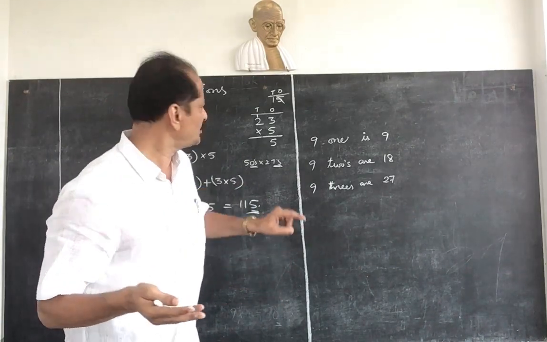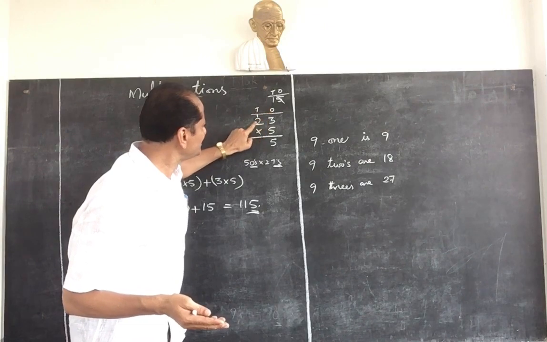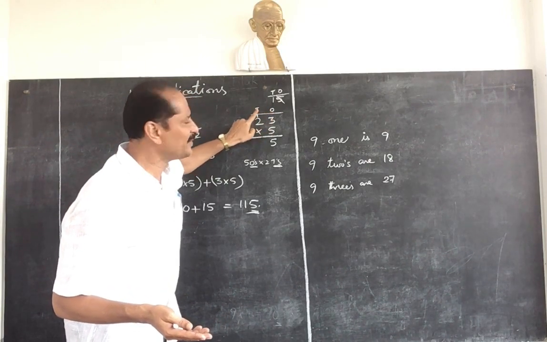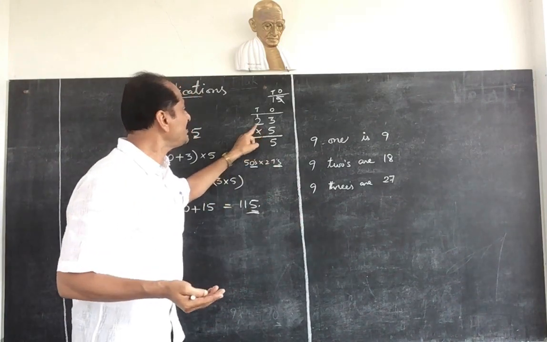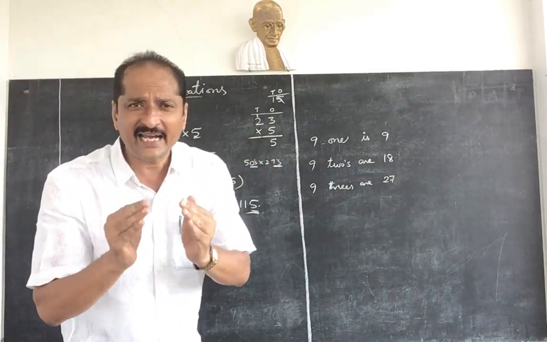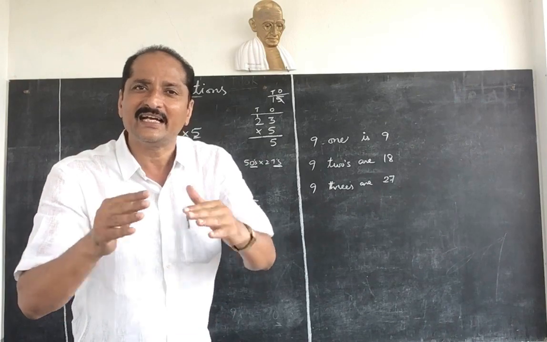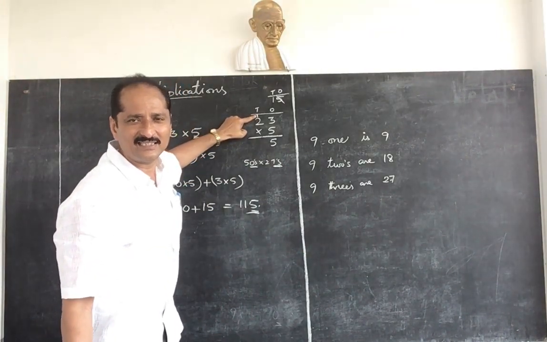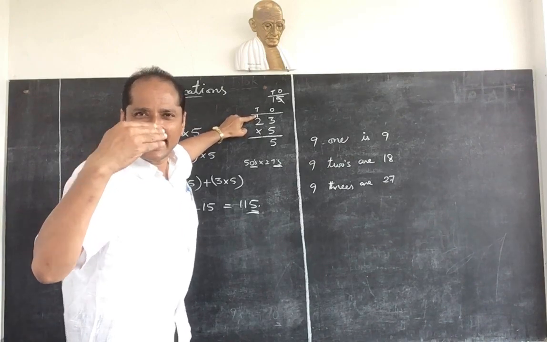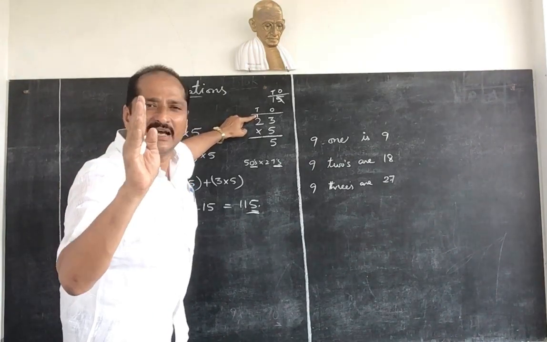What is this 10? 5 is in ones place, 2 is in tens place. 1 into 10, 10. That means we are getting tens here. So 5 twos are 10, 10 tens we have got. Okay? 10 tens. And already how many tens are there? 1 ten only. 10 tens plus 1 ten gives 11 tens.